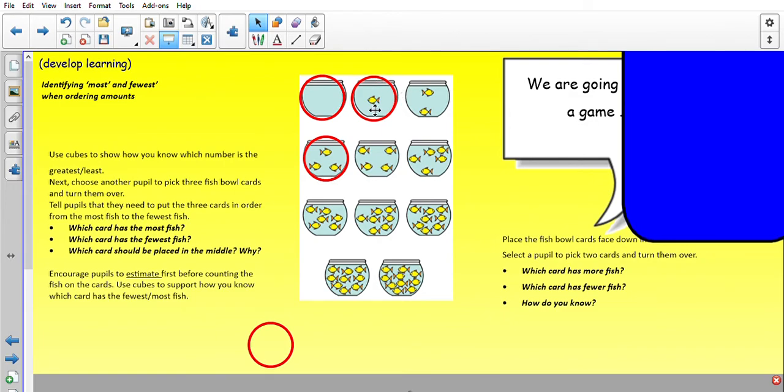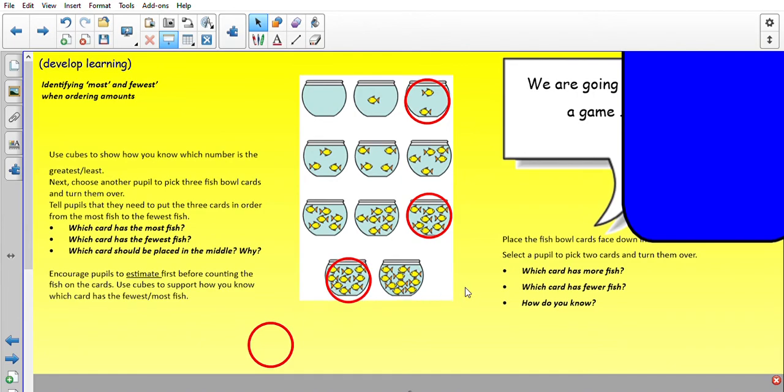But why? Well, that one goes in the middle because it is more or greater than that one, but it is less than this one. So it's got to go in the middle because 1 is bigger or greater than 0, but 1 is smaller or less than 3. So it's going to go in the middle there, isn't it? Right, let's try another one. I'm going to move that one to there, I think, and I'm going to move that one to there, and I'm going to move that one to there.